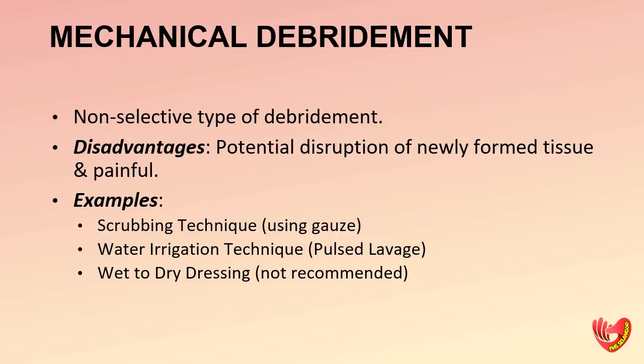The second type of debridement, which is mechanical, is a non-selective type of debridement. It has potential disruption of newly formed tissue and it is painful. Examples are the scrubbing technique using gauze, and pulse lavage, also known as water irrigation technique, which is a form of mechanical hydrotherapy that uses a pressurized, pulsed solution to irrigate and debride wounds of necrotic tissue.